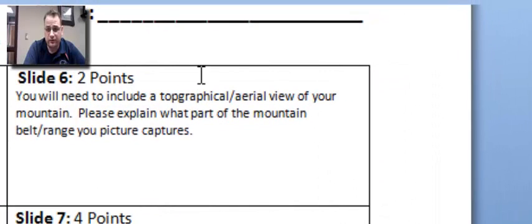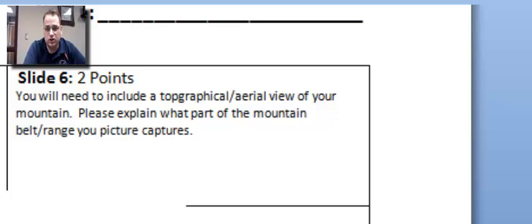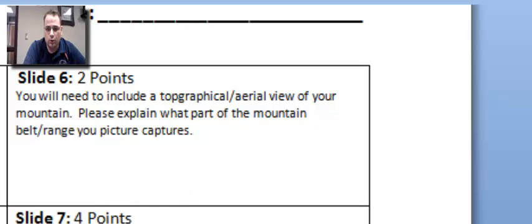Slide number 6, 2 points. You'll need to include a topographical or aerial view of your mountain. Please explain what part of the mountain, belt, or range the picture captures. With this, I would suggest going to google.com, look under images, look for aerial view. Let's say it's the aerial view of the Rockies. It should be able to tell you exactly what you're looking for and what you're looking at. So if it is the Rockies, say this is an aerial view of the Rockies over Idaho or Wyoming. They'll be able to tell you that info, include that in your PowerPoint.